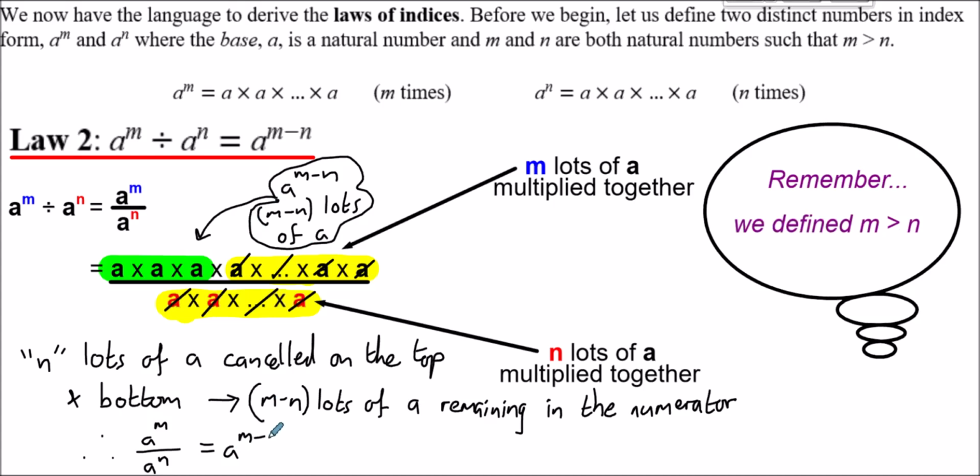So to visualize it, we had m lots on top, n lots on the bottom. Some of these cancelled, and so all of the n cancelled on the bottom. So of these m on top, we cancelled n of them. And all that's left of the original m a's on top is now m minus n lots of a, all multiplied by themselves. In other words, a to the power m minus n. And so that's the second law completed.